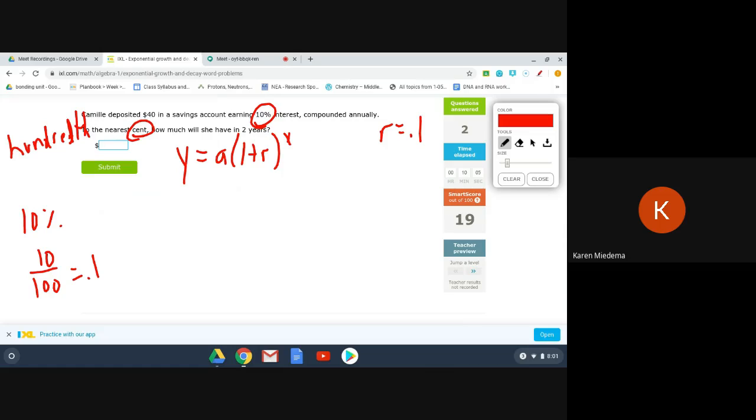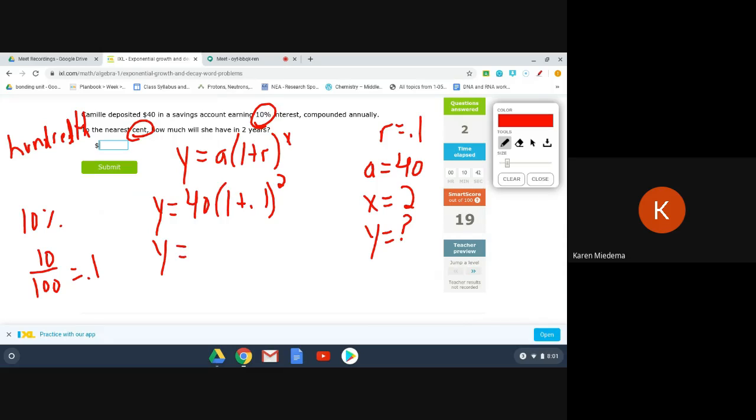She deposited $40. Well, that's how much she initially put into her account. That's the starting value. And then x is 2. It's the number of years. We don't know how much she will have in her account. We don't know the total. So y equals 40 times 1 plus r, which is 0.1, raised to the 2nd power.